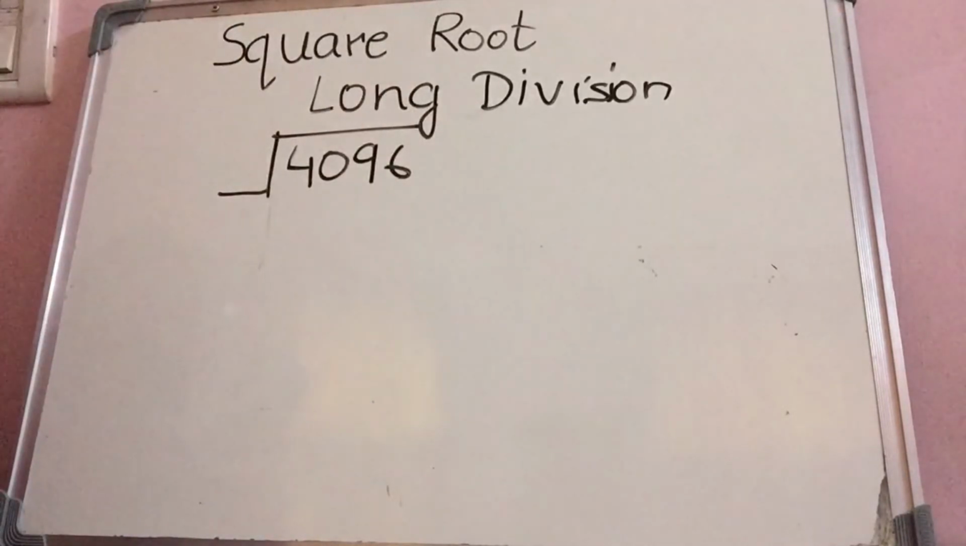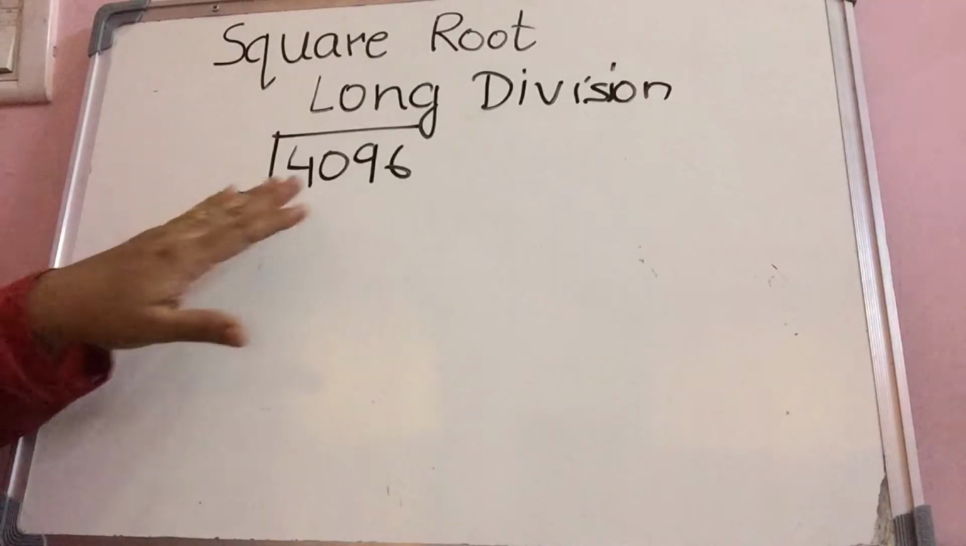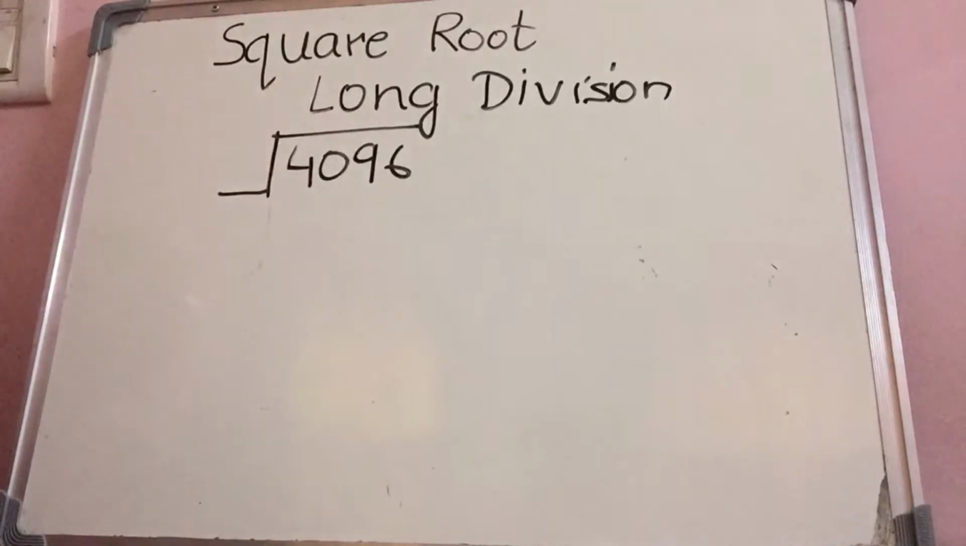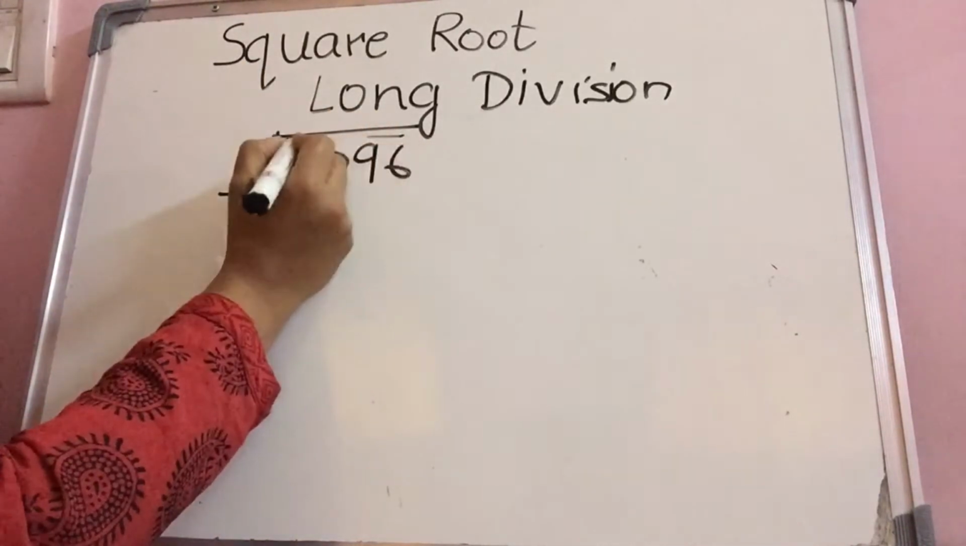Now suppose we have to find the square root of this number, we will find it by the long division method. What is the long division method? Suppose this is the number 4096, we will take 2 digits at a time. We will put a bar on 2 numbers.